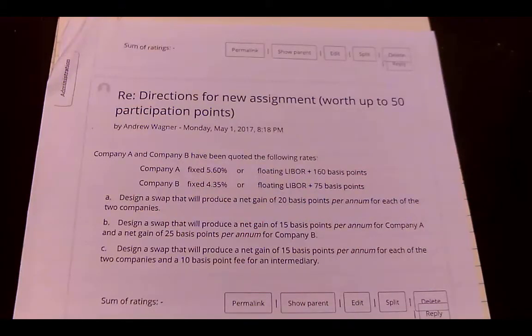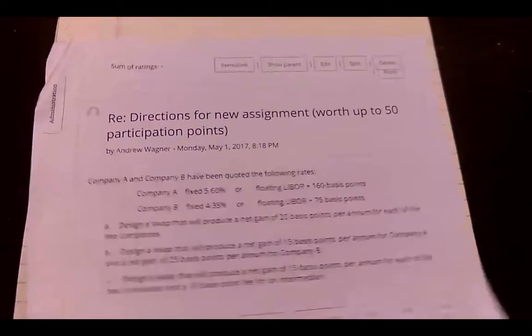Or they could issue floating rate bonds, where the coupons would float according to LIBOR. LIBOR plus 160 basis points for company A, and LIBOR plus 75 basis points for company B. 75 basis points would be like 0.75%. And we want to design swap contracts that profit both of these companies. In part A, let's write this stuff down.